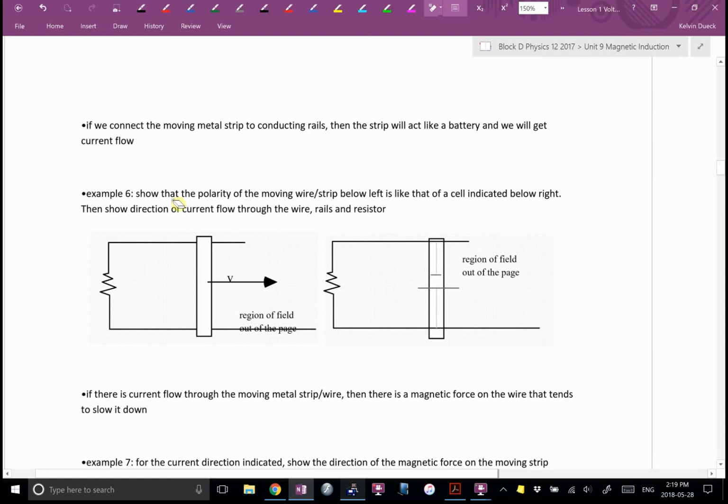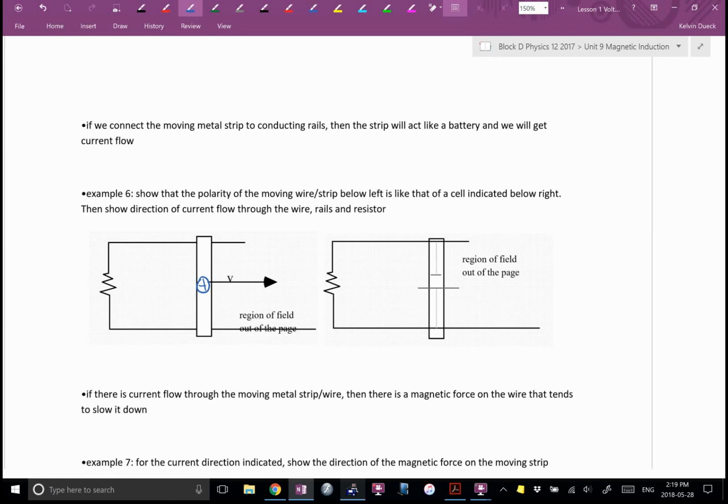It says this, show that the polarity of the moving wire strip below left is just like having a battery like that. Well, let's see. Let's put our little positive charge right there. And really what we're talking about in real life are trillions of positive charges all holding hands, metaphorically. Which way are they moving?